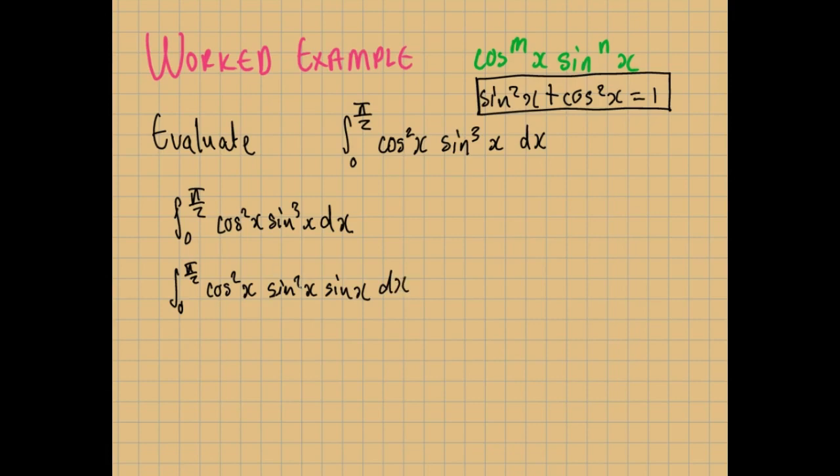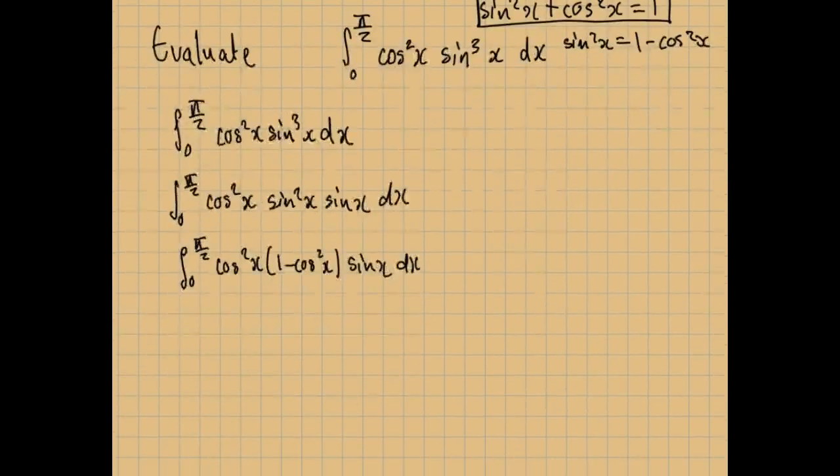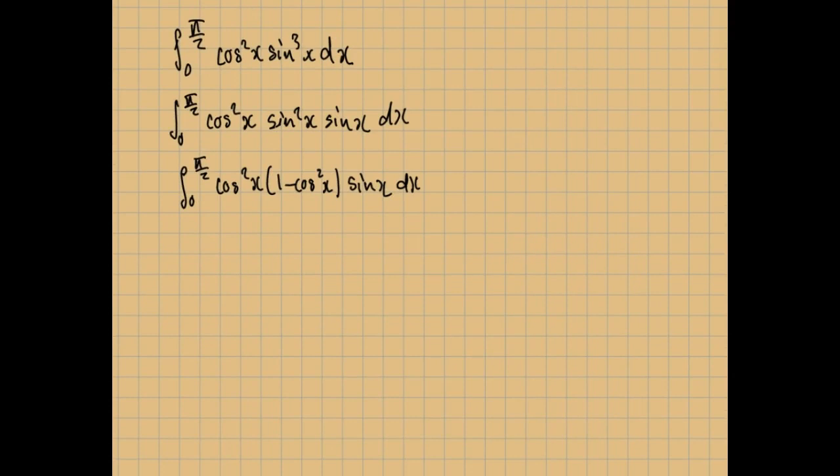Now you're going to replace sine squared x with what it is. From here, sine squared plus cos squared is 1, so if I want sine squared, I take cos squared to the other side. That becomes 1 minus cos squared x. So that means it's the integral from 0 to pi over 2 of cos squared x multiplying 1 minus cos squared x multiplying sine x, all with respect to x. Wow, when it's like this, you're doing it.